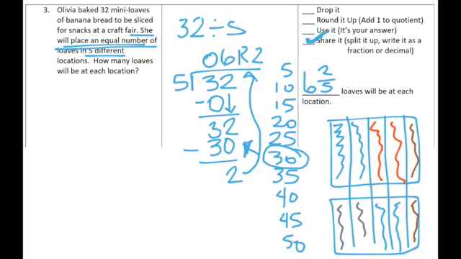Alrighty, let's move on to the next problem. Oh man, we're talking about Olivia again. Look at this problem. It's slightly different, but it's very similar. Olivia baked 68 mini loaves of banana bread to be sliced for snacks at a craft fair. She will place an equal number of loaves at 7 different locations. Okay, really similar to the last problem we had.